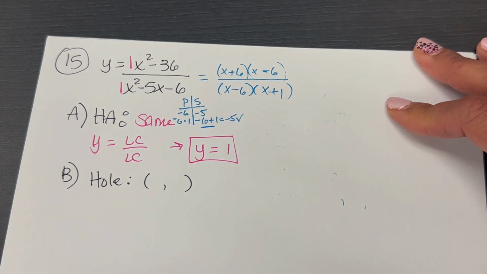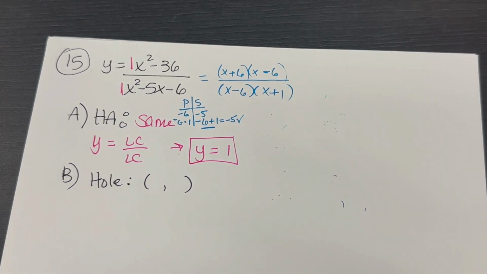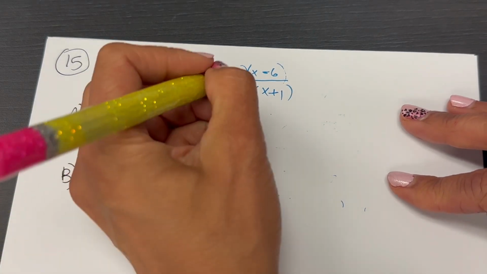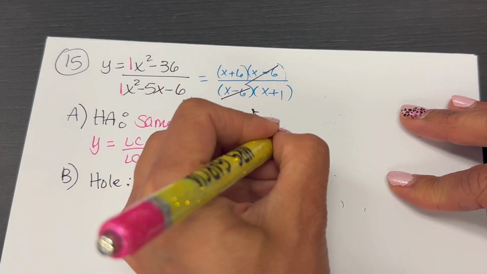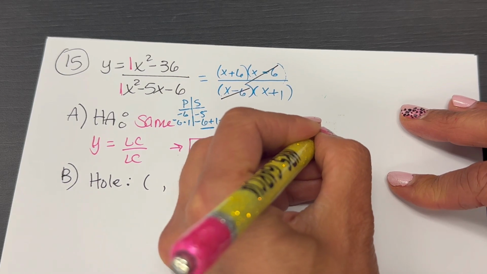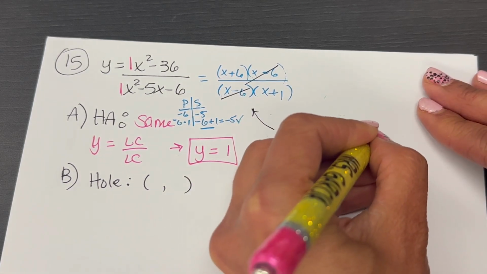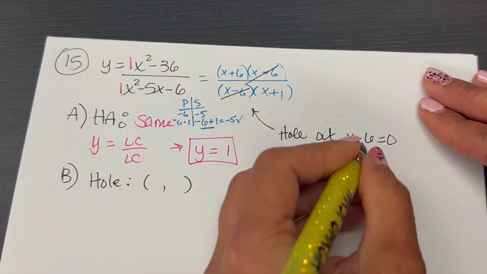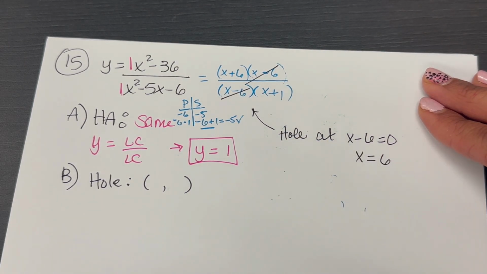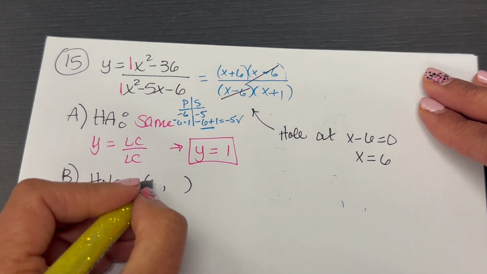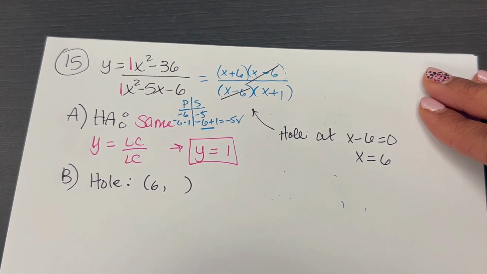Okay, so now I can tell what my common factor is. I have a common factor of x minus 6 in the top and the bottom, so that means I have a hole at x minus 6 equals 0. You have to set it equal to 0 and solve. Some of you guys forget to do that. You have to add the 6 over, so x equals +6 is the x coordinate of the hole.